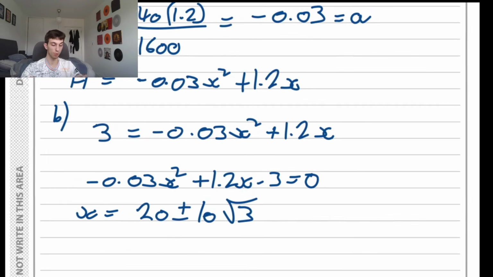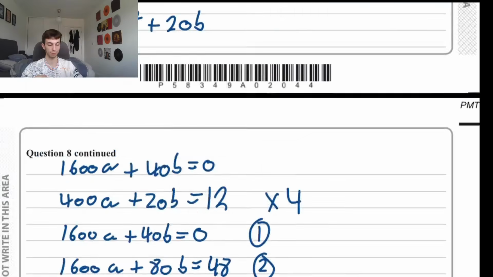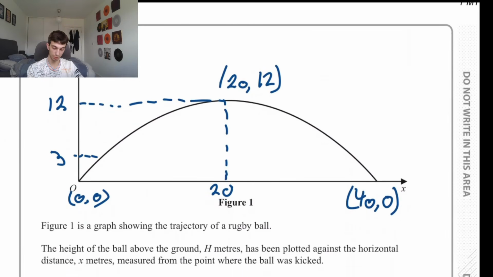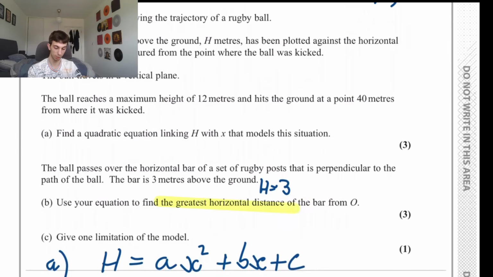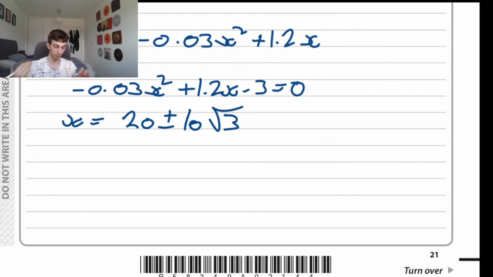However, we want the greatest horizontal distance, right? So h equals 3 meters. Looking at our quadratic, there could be two solutions. We're going to have one solution over here, and we have another solution going all the way across to this larger value of x. We care about the larger value of x. Why do we care about this? Because that's what they want in the question. They want the greatest horizontal distance. So which one will be greater? Is it 20 plus 10 root 3? 20 minus 10 root 3 is going to be smaller than 20 plus 10 root 3. So we care about x equals 20 plus 10 root 3.